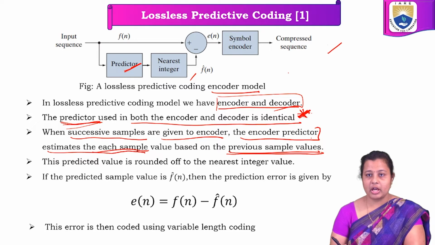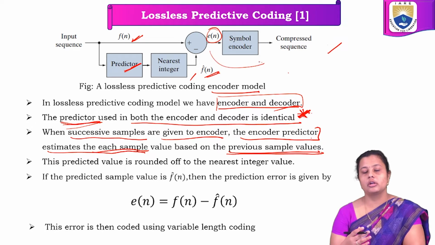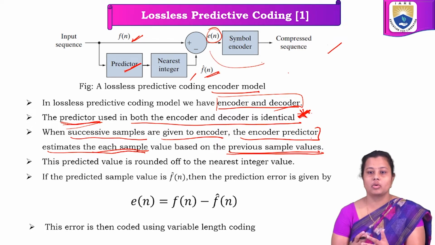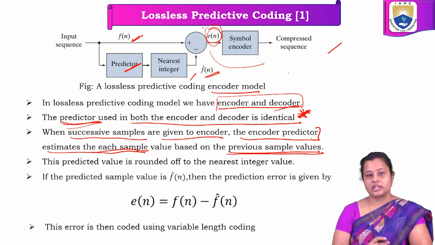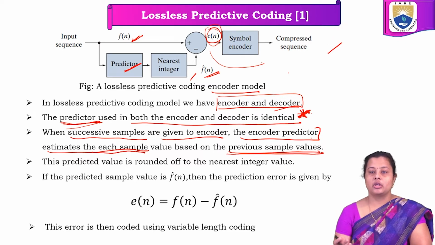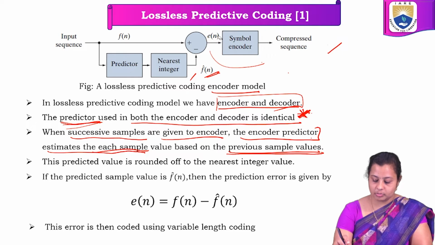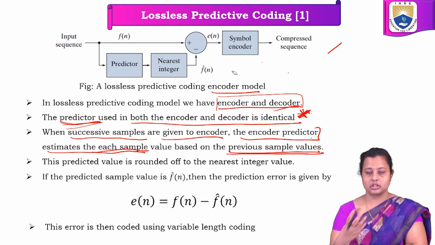So this predicted value, if it is f cap of n, and the actual value is f of n, then the difference between these two, that we are calling the error, that error we are giving to a simple coder. Simple coder is basically a run length coding technique or Huffman coding technique. So this error is being coded. Not actually the intensity value, but we are coding using the error. Right? So let me just take a small example and explain how this works.